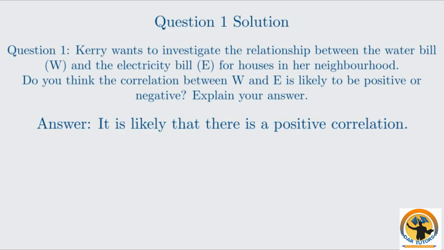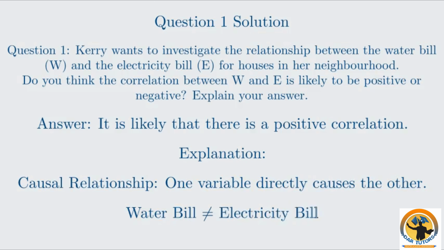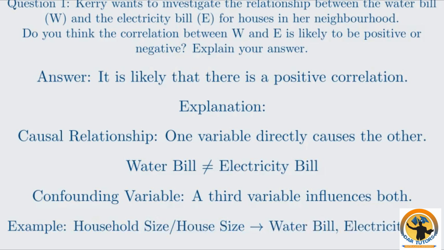Now, about causality. A causal relationship means that one event is the result of the occurrence of the other. Does your water bill directly cause your electricity bill or vice versa? No, it does not. A high water bill does not cause a high electricity bill, nor does a high electricity bill cause a high water bill. Instead, there is likely a confounding variable, such as the size of the household or the size of the house itself. This third variable influences both the water bill and the electricity bill, creating an observed correlation without a direct causal link.